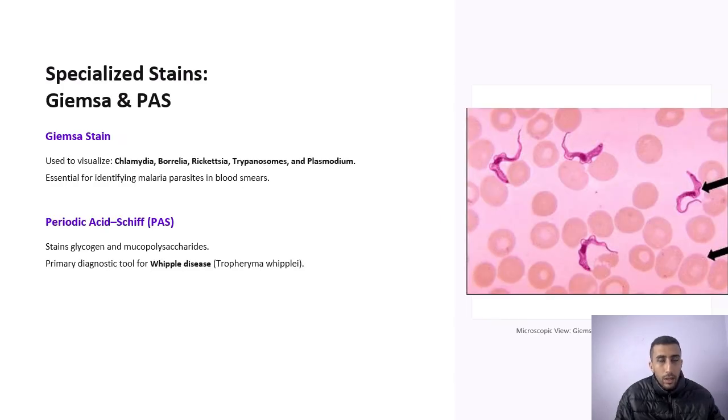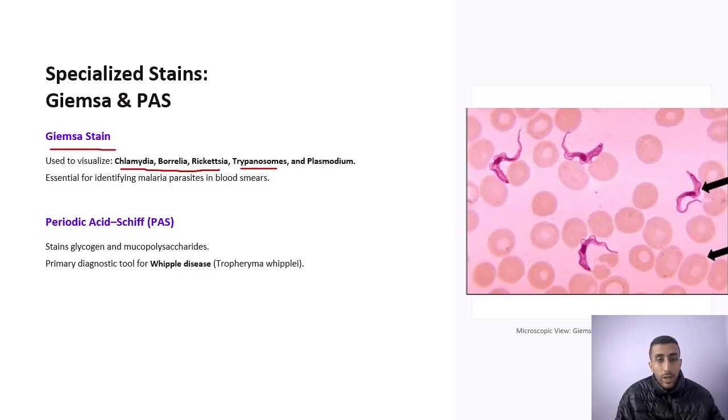Next, there are specialized stains, which solve the problems of the Gram stain. We talked about how limited the Gram stain is for identifying organisms; not all organisms can be identified by Gram stain. So we are going to discuss some of the other stains, for example the Giemsa stain, used to visualize other organisms. Remember, Chlamydia and Rickettsia were intracellular, and some of these organisms have problems being identified by Gram stain, so we do other stains.